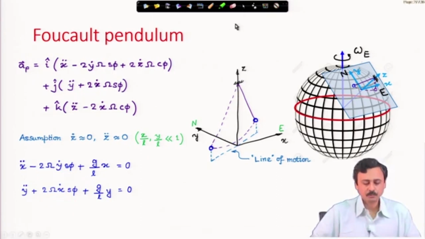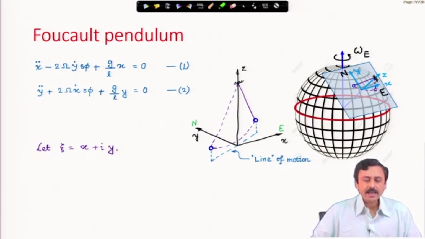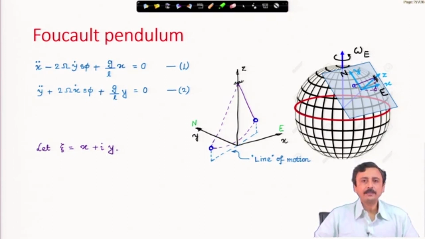Now, let us see what effect it has. So, these are the two equations of motion. Let me define xi as x plus iy. This is a complex representation of x and y. So, xi is a complex number which is x plus iy, x coordinate plus i times y coordinate, i is under root minus 1.